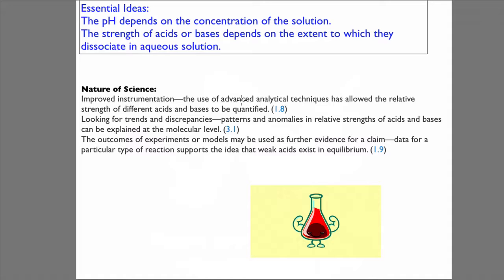Looking for trends and discrepancies. Patterns and anomalies in relative strengths of acids and bases can be explained at a molecular level. The outcomes of experiments or models may be used as further evidence for a claim. Data for a particular type of reaction supports the idea that weak acids exist in equilibrium.